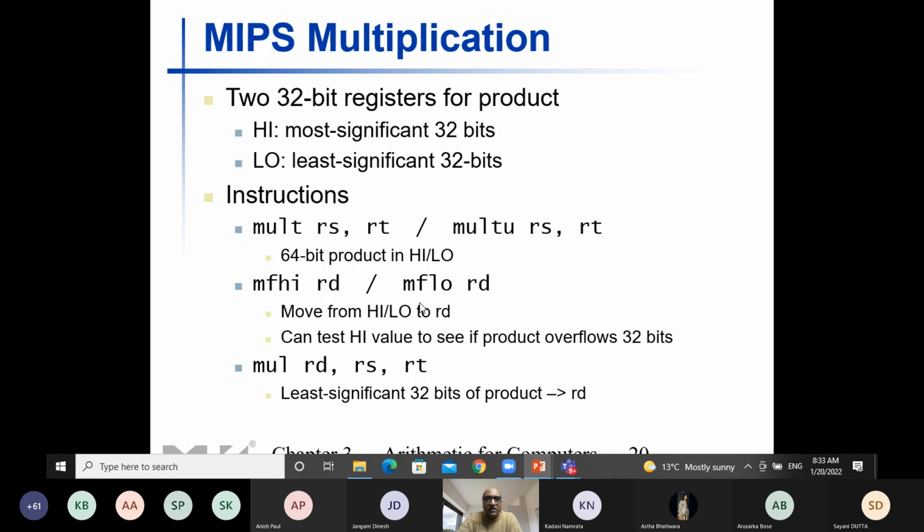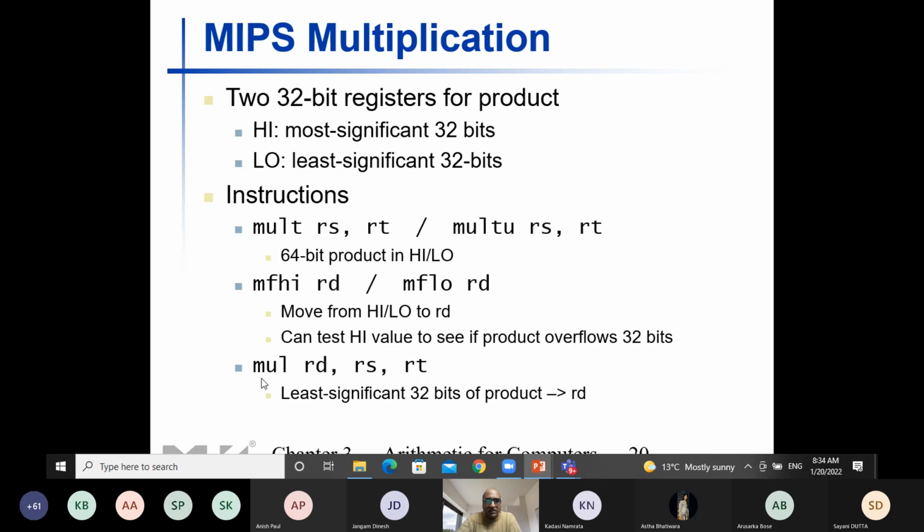Then using assembly instructions, the result can be shifted to the desired register. Like mfhi, that means move from the high register. Because of the HI/LO pair I mentioned, you can move from high to rd, or move from low to rd. The product will be 64 bits, held by a pair of registers, high and low, where low contains the lower 32 bits and high contains the higher 32 bits. Using these registers, we can shift the contents to the desired registers.